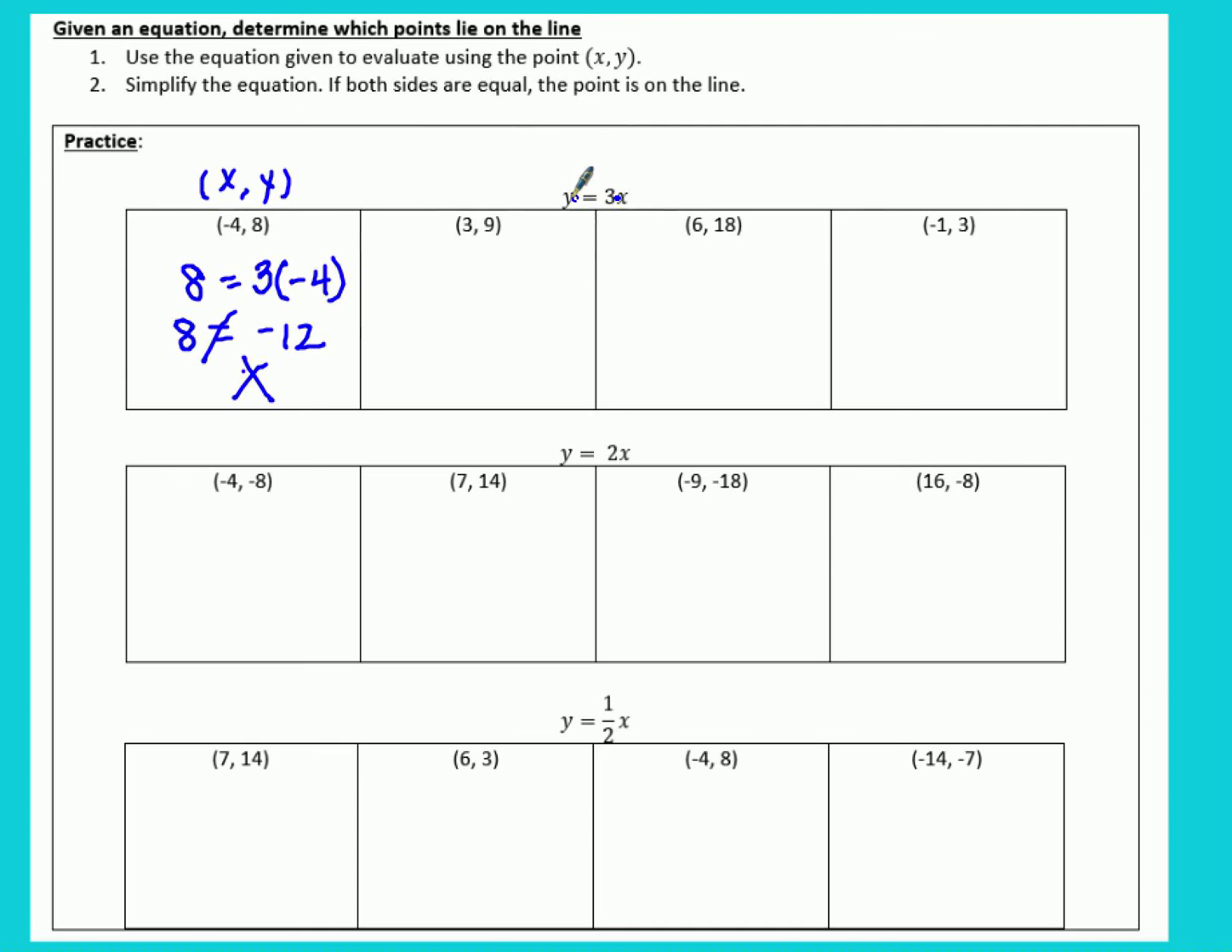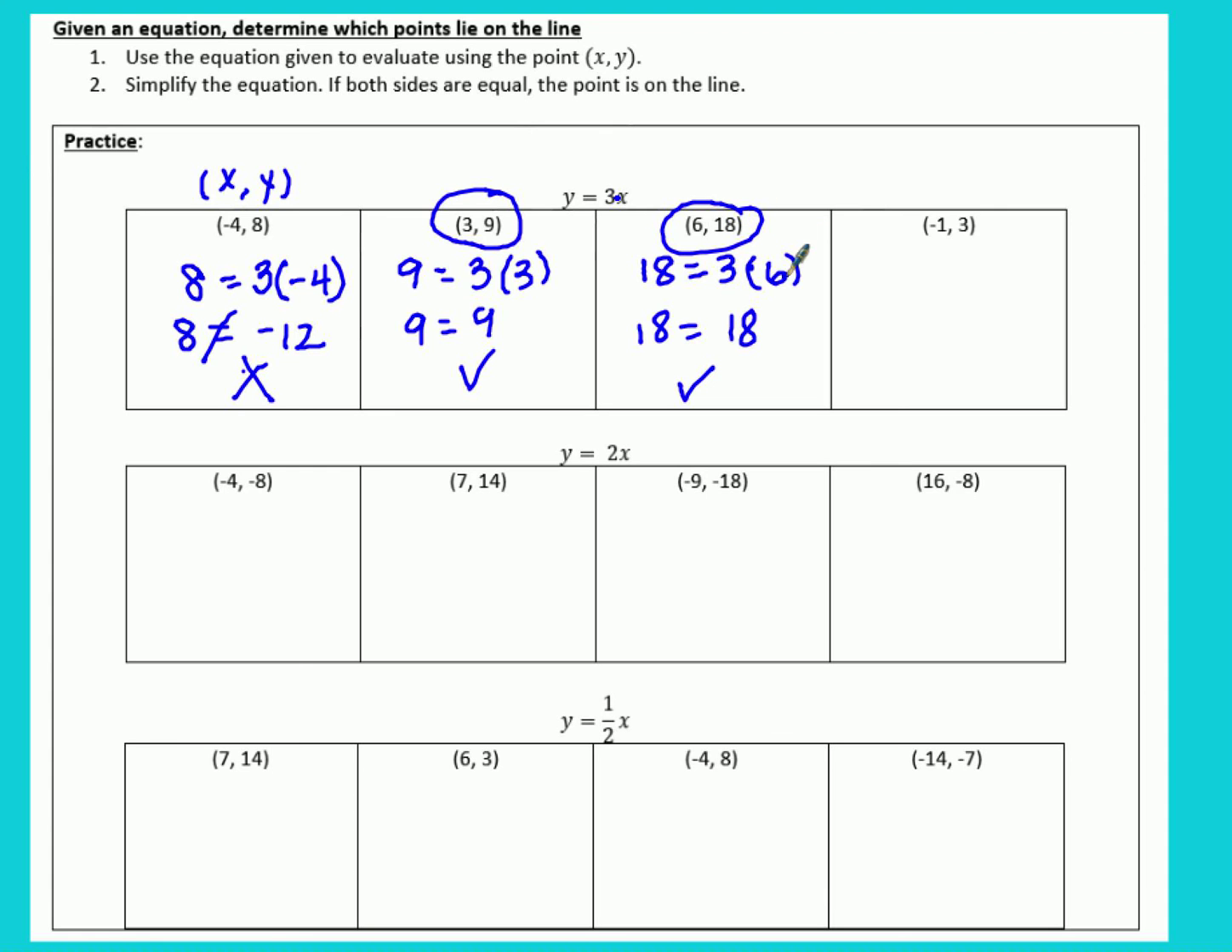So again, we use the process y equals 3x. So our y here is 9. So I say 9 equals 3 times our x value, which is 3. 9 equals 3 times 3, which is 9. That is true. So this point, 3 comma 9, would be on our graph of y equals 3x. Same idea follows in the next one. We have 18 as our y value equals 3 times our x value, which is 6. 18 equals 3 times 6 is 18. 18 equals 18, so that's true. That means that this point will also be on our line of y equals 3x.